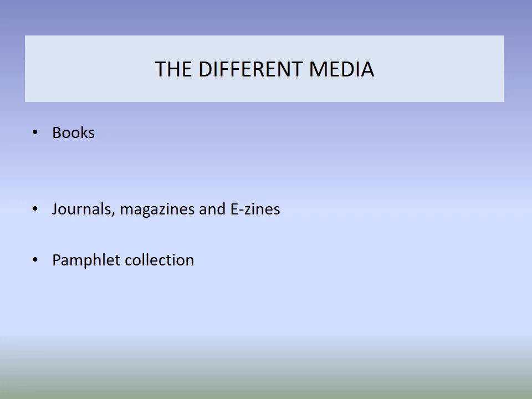Over and above books, the Media Center also has journals, magazines, and e-zines. The difference between the 3 is the following. Journals are written by researchers or scholars for a specific field and are reviewed by peer scholars before publication. Magazines, on the other hand, contain articles written by journalists for a mass market audience. E-zines are electronic magazines that you will find on the World Wide Web.